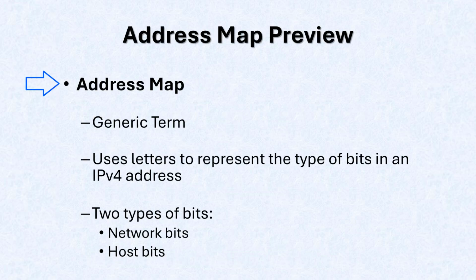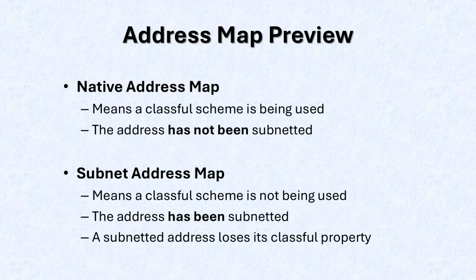We use what this series calls the address map. The address map uses uppercase and lowercase letters to identify the type of bits in an IPv4 address. Fundamentally, there are only 2 types of bits: network bits and host bits. In a classful addressing scheme, this series typically refers to the address map as the native address map. If the address has been subnetted, it loses its classful property, and this series refers to it as the subnet address map. However, sometimes we'll just use the term address map to refer to either variation.